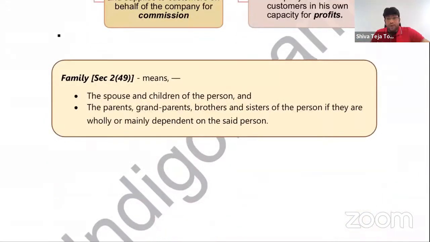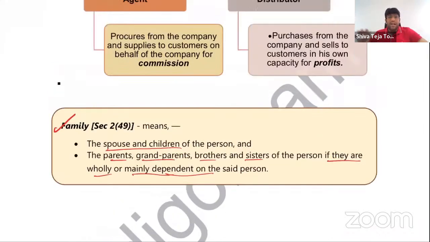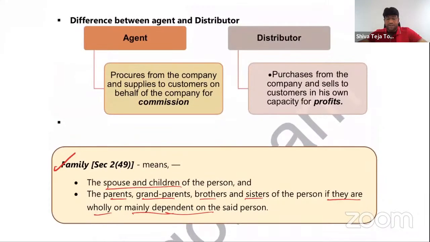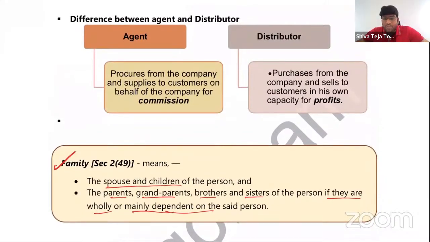Yeah, this is what I was talking about. Sometime back you asked about the word family. Family means spouse and children, always covered. And second, parents, grandparents, brothers, sisters, only if they are wholly or mainly dependent. Only then they are covered in related persons. That point is very, very interesting and important. Yes, next one more question.